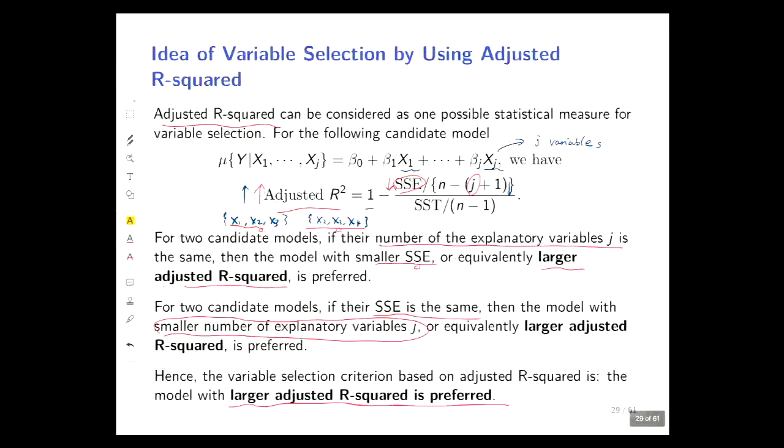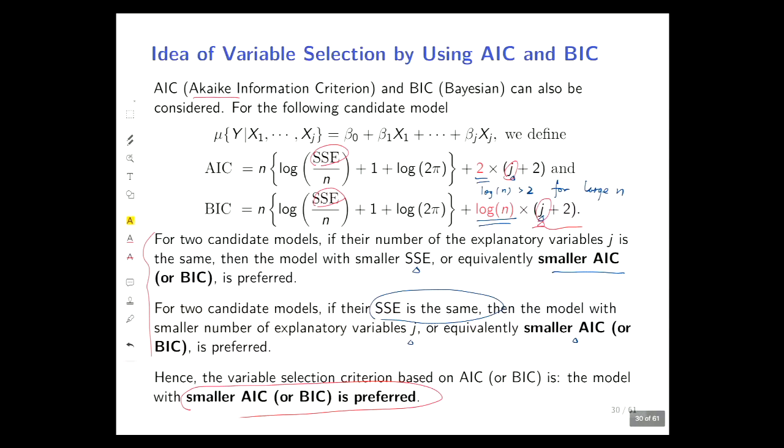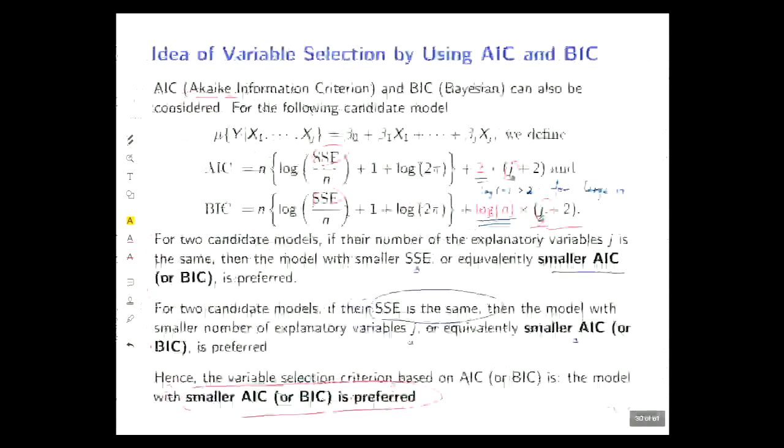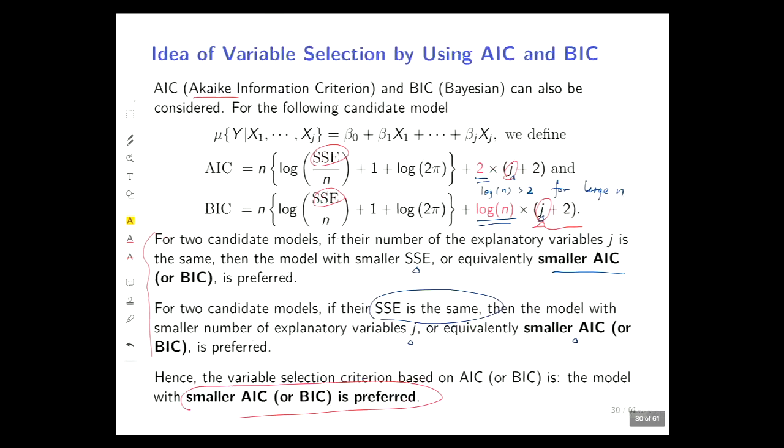Compared to this, for adjusted R-square, we always prefer larger adjusted R-square. And for AIC and BIC, we prefer smaller AIC and BIC. So I think that's the idea behind adjusted R-square, AIC and BIC. In one sentence, it is just to balance the sum of the squared error and also the number of the variables. Any questions so far? This idea is totally different from the F statistic, but you can see there is some connection, especially for the sum of the squared error part.